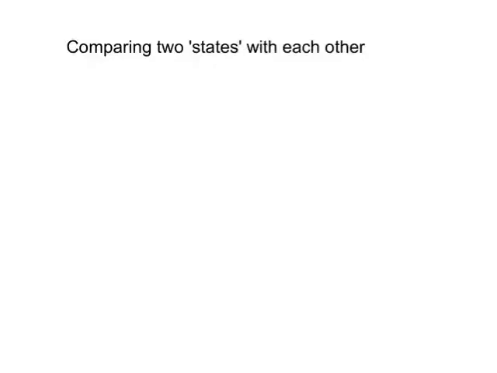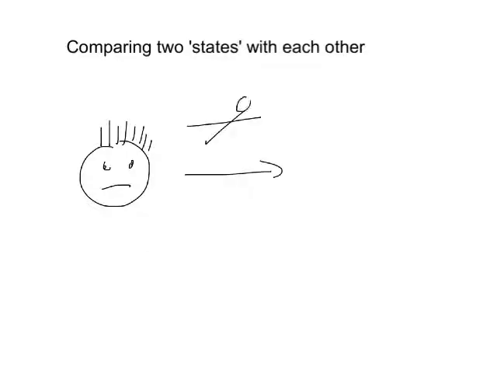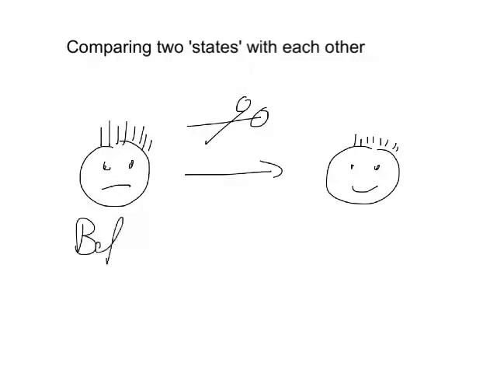So this could be, for example, a person. So, for example, that's me, like that, before I go to the hairdresser. And then the hairdresser comes along and I get a decent haircut. I look much happier and my hair is shorter. So this here is before, and this is after the event, me going to the hairdresser.